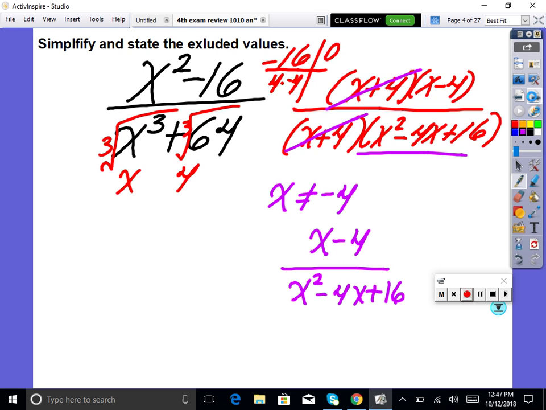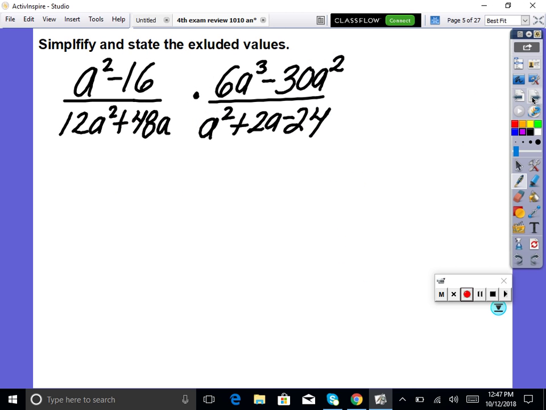Okay, so once again, same instructions. Simplify and state the excluded values. So in your head, you should be saying, when multiplying two fractions, I factor all the parts. That's the first step Ms. Christensen gave us. So factoring this will be a plus 4, a minus 4. Now once again, if you pause the video and factor that by yourself, because if you can't factor, you can't pass this test.